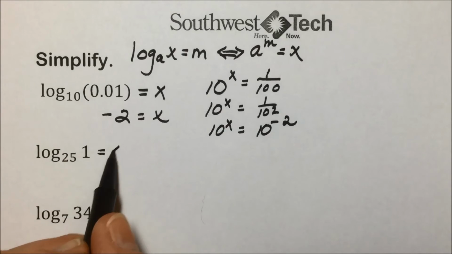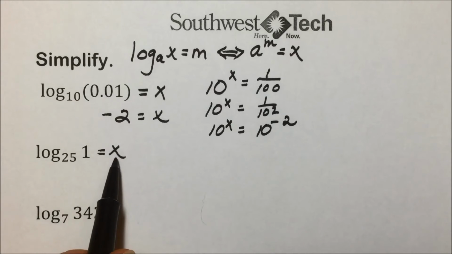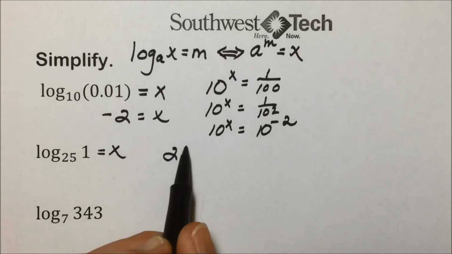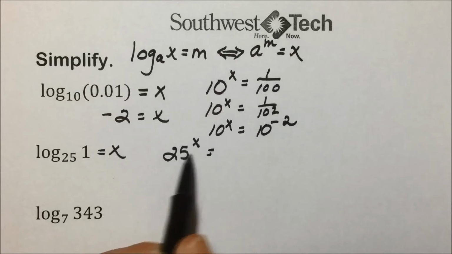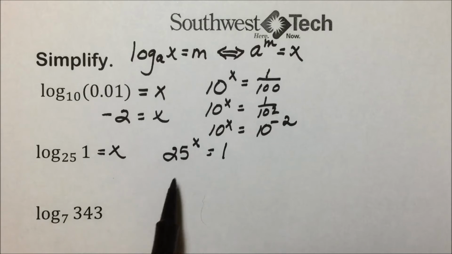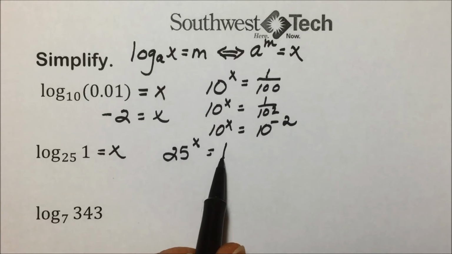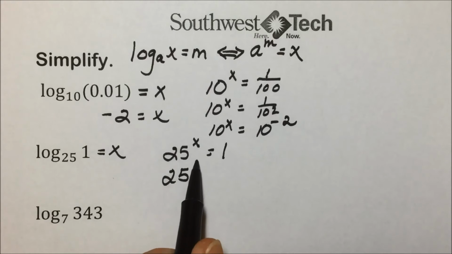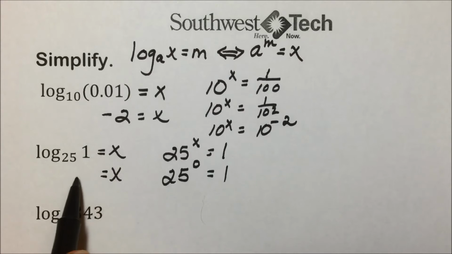Let's take a look at this next problem. Same thing again, translate this from logarithmic into an equivalent exponential. Our base is 25 raised to what power? Our unknown is equal to 1. Well, there's only one value that we can raise a base to that gives us 1, and that is when we have an exponent of 0. 25 to the 0 power is equal to 1. That's telling us that x is equal to 0.